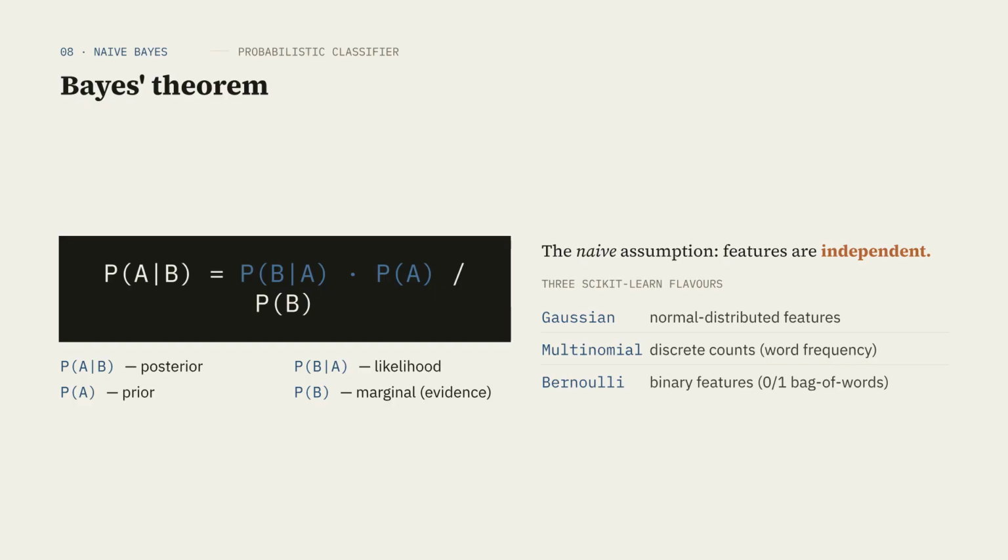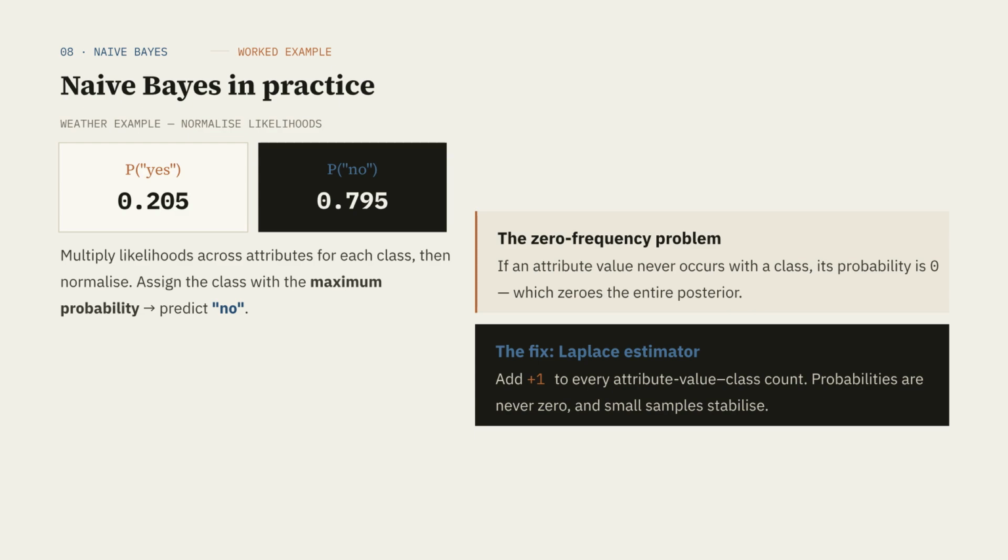Naive Bayes is a probabilistic classifier based on Bayes' theorem. It assumes all features are independent, which is the naive assumption. It's particularly powerful for text classification, such as detecting spam emails. In practice, we multiply likelihoods for each class and normalize to find the most probable category.